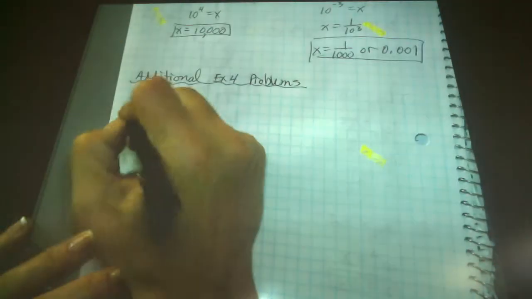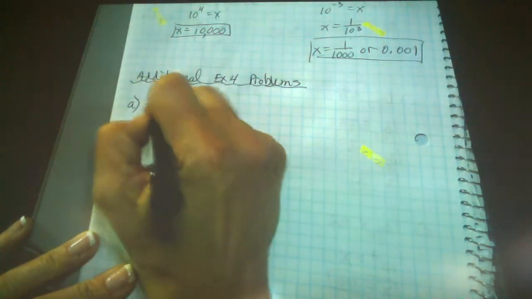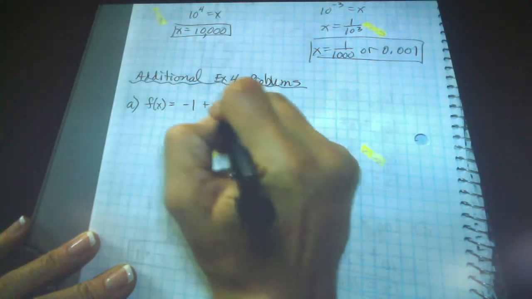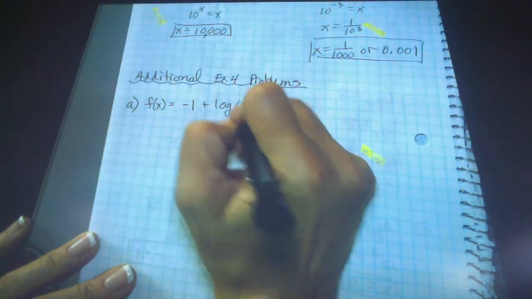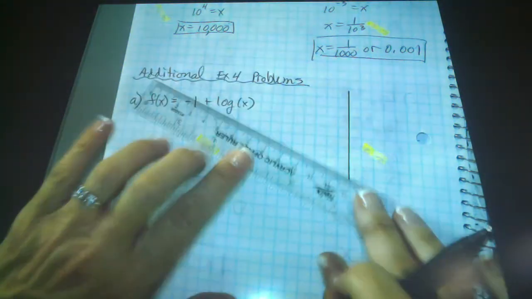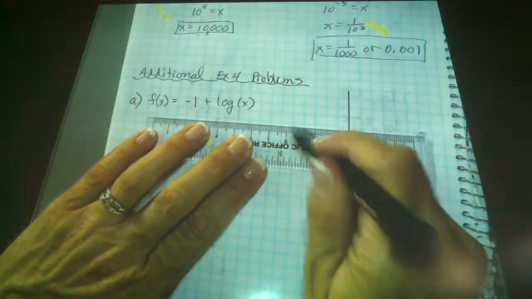So let's do A. We've got f of x is equal to negative 1 plus the log of x. And by the way, if the base of your log changes, it doesn't affect a whole lot for our purposes here. They could throw that in, but I won't do it. So you have to be able to verbalize the translation in words as well as perform the translation itself. This particular translation would not necessitate a calculator.